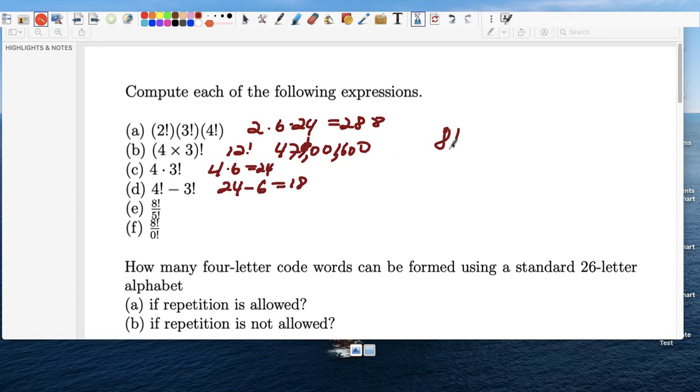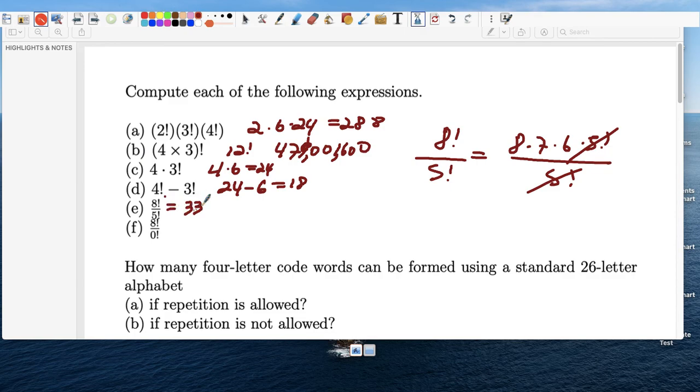Over here, 8 factorial over 5 factorial, so we can write 8 times 7 times 6, and you know what? We can write that so that this 5 factorial and this 5 factorial go away. 8 times 7 times 6 is going to give us 336. And 8 factorial divided by 1 is just 8 factorial. You don't even have to do it. But just in case you did, 8 prob 3 equals 40,320.